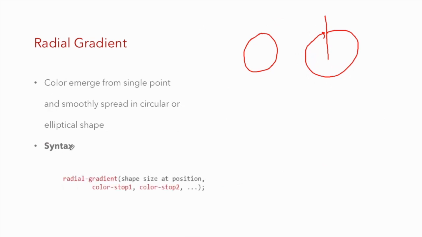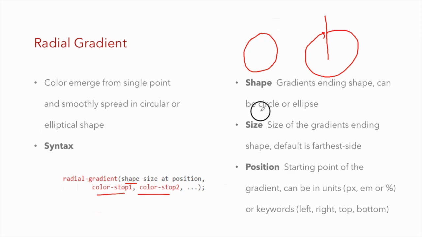You write radial gradient and then you specify your shape, whether it's circle or ellipse, and you also specify size at the position and you also specify your color stops. So as I said, the shape is either circle or ellipse. Size of the gradient, that is the ending shape, and the default one is the farthest side. So we will talk about this one in the upcoming slide. And the position is basically the starting point of the gradient. So this can be in units, pixel, em, or percentage. Or you can also specify standard keywords such as left, right, top, and bottom.